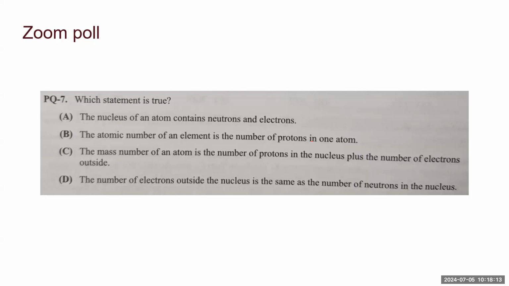The mass number of an atom is the number of protons in the nucleus plus the number of electrons outside. Nope. Because it's the number of protons plus neutrons. D, the number of electrons outside the nucleus is the same as the number of neutrons in the nucleus. That's also incorrect because it's the same number of protons in the nucleus.